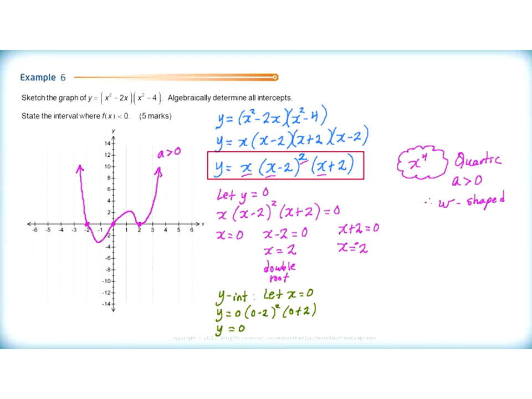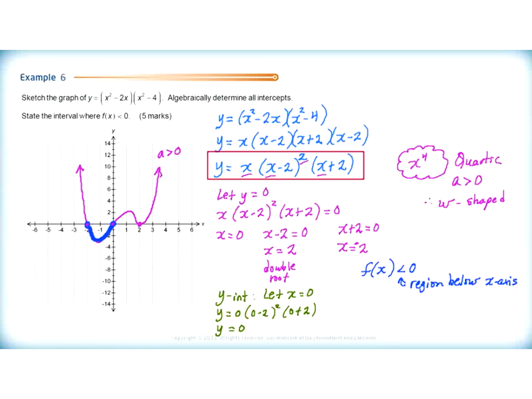To answer the last part of this question, we are asked to state the interval where f of x is less than 0. Less than 0 is the region of the graph that is below the x-axis, and it does not include any value that is on the x-axis. So the only region of this graph that is below the x-axis does not include these x-intercepts, so I'm just putting hollow dots there, but it will be this region below.